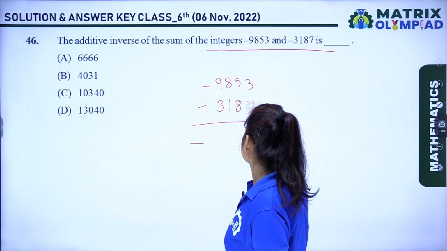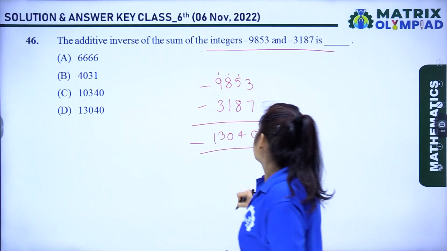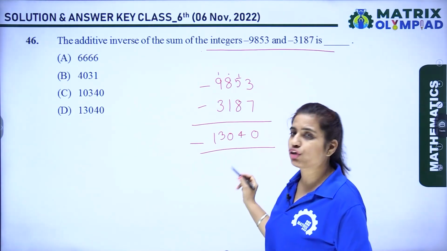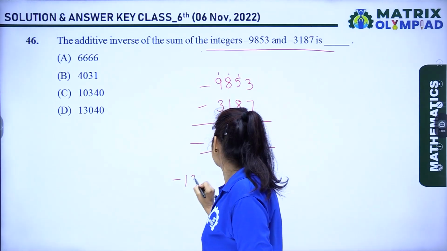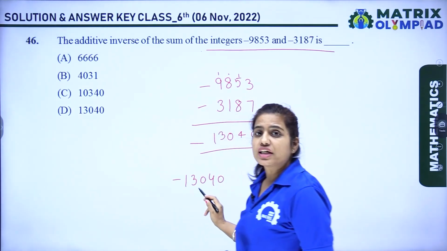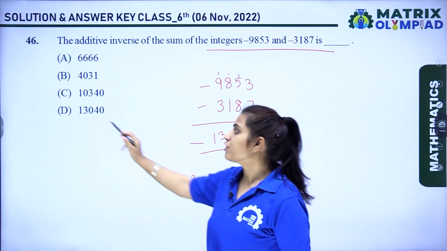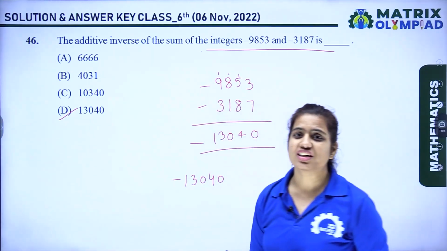So let's solve it. It's -13,040. So we have to find the additive inverse of -13,040. The additive inverse of -13,040 is +13,040. So option D is the correct answer according to the question.